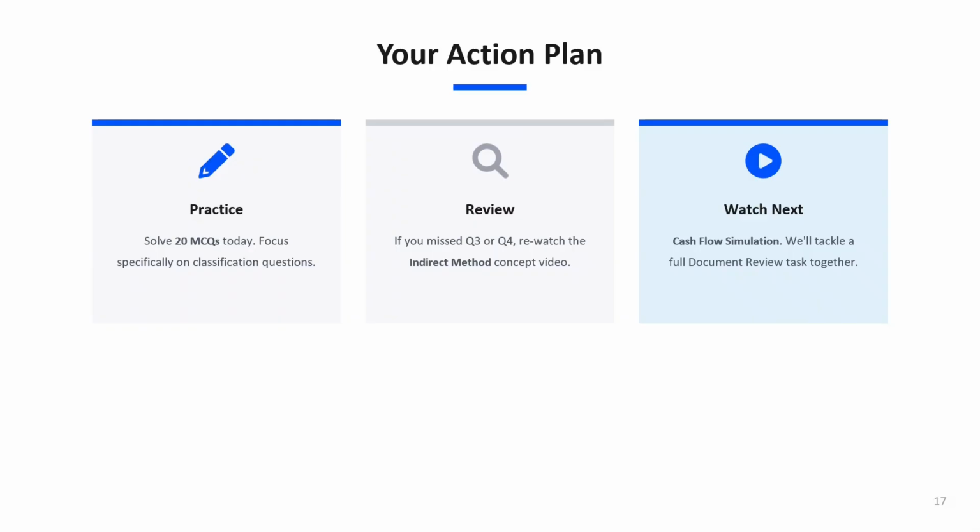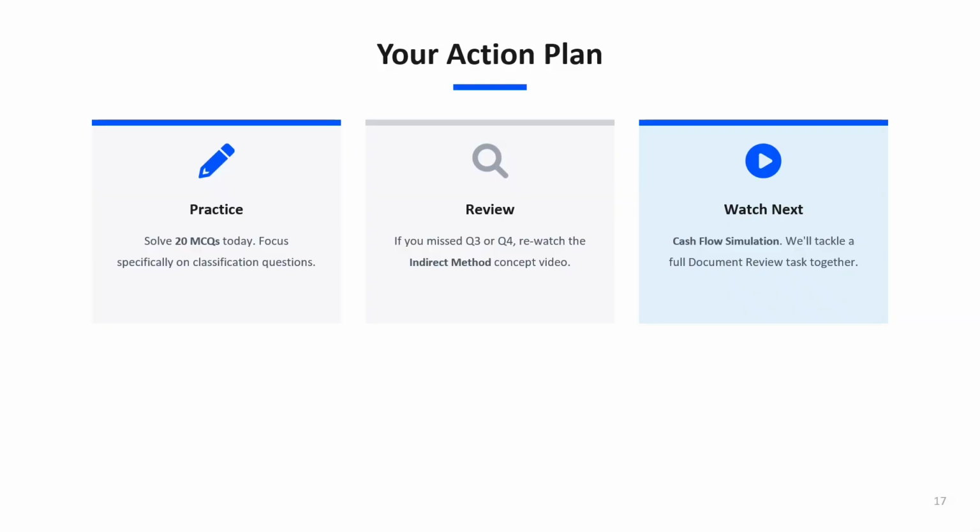Okay, so what do you do now to make sure this material sticks? It's practice, literally practice. So you go and do at least 20 multiple choice questions that focus on all classifications. Okay, can you identify operating, investing, financing for every transaction? If you struggle with the indirect method examples we went through, stop and rewatch that concept video right away. Foundations are important. Don't let a weak foundation undermine your whole approach here.